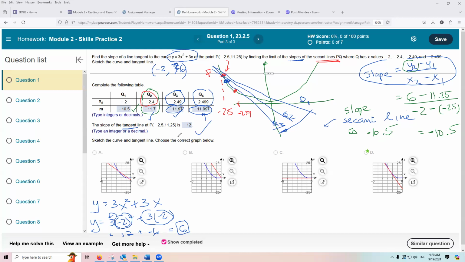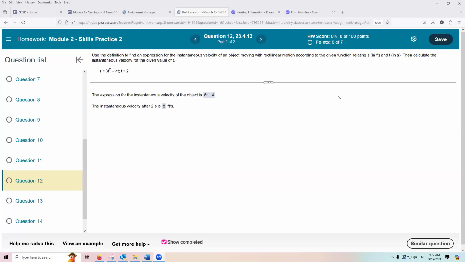Now, there's actually a formula that you can use to find this slope, and let me do an example with that. But for this example, we were able to see how the slopes of the secant lines were getting closer and closer to a value. The value here turned out to be negative 12. All right, let me go do another example that's very typical.